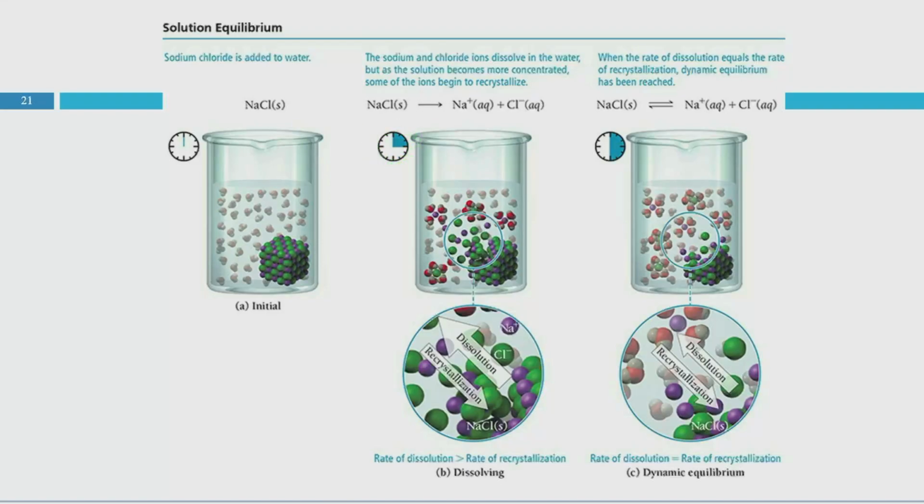And some time has passed. After a little bit more time, the rates are roughly equal. So there's a little bit of recrystallization occurring, and there's a little bit of dissolution occurring. But the rates are equal, and so we don't observe a change in the concentrations when we've achieved that point. The concentrations are not equal.